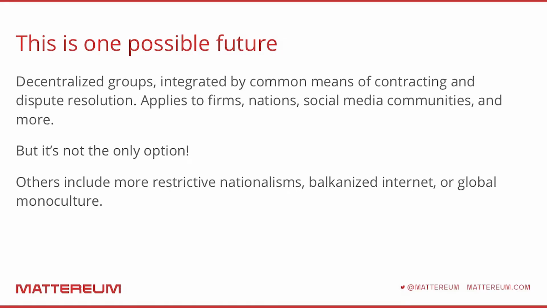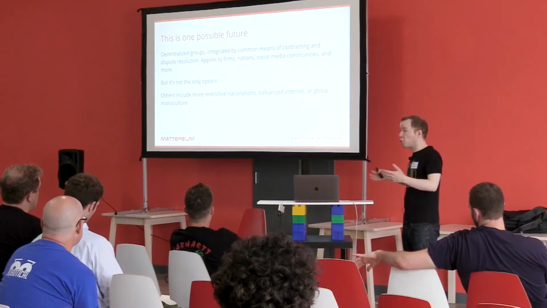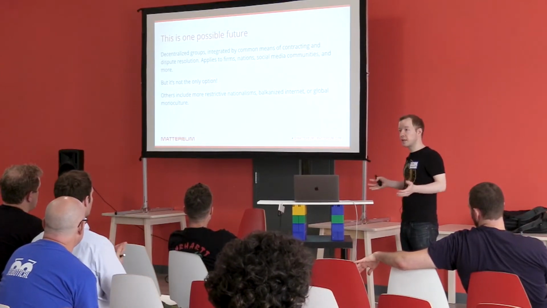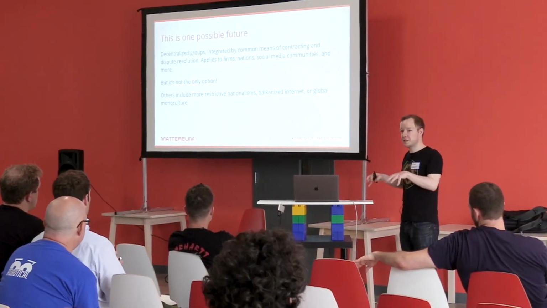And it's one solution to the Coasean firm problem. It's one solution to the problems of the trilemma of globalization. It's not the only solution. There are other ways we could solve it. More restrictive nationalisms, autarky, a situation where every nation retreats into its own local reality. We could have a balkanized internet. The Great Firewall of China is an example of that already, but we could begin to break these things up and have them not talk to each other.